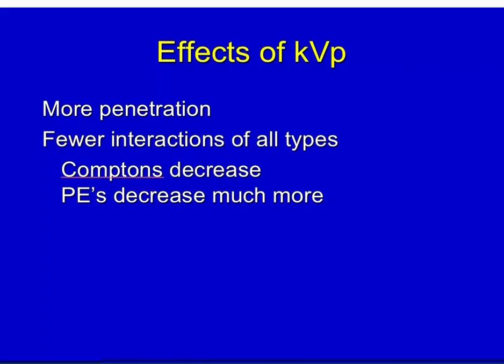More penetration of all tissue types means that we're going to lose contrast. Lower kVp, we get an increase in differential absorption, and we get high contrast. With high kVp, we get a reduction in differential absorption, more penetration of all tissue types, and contrast goes down.